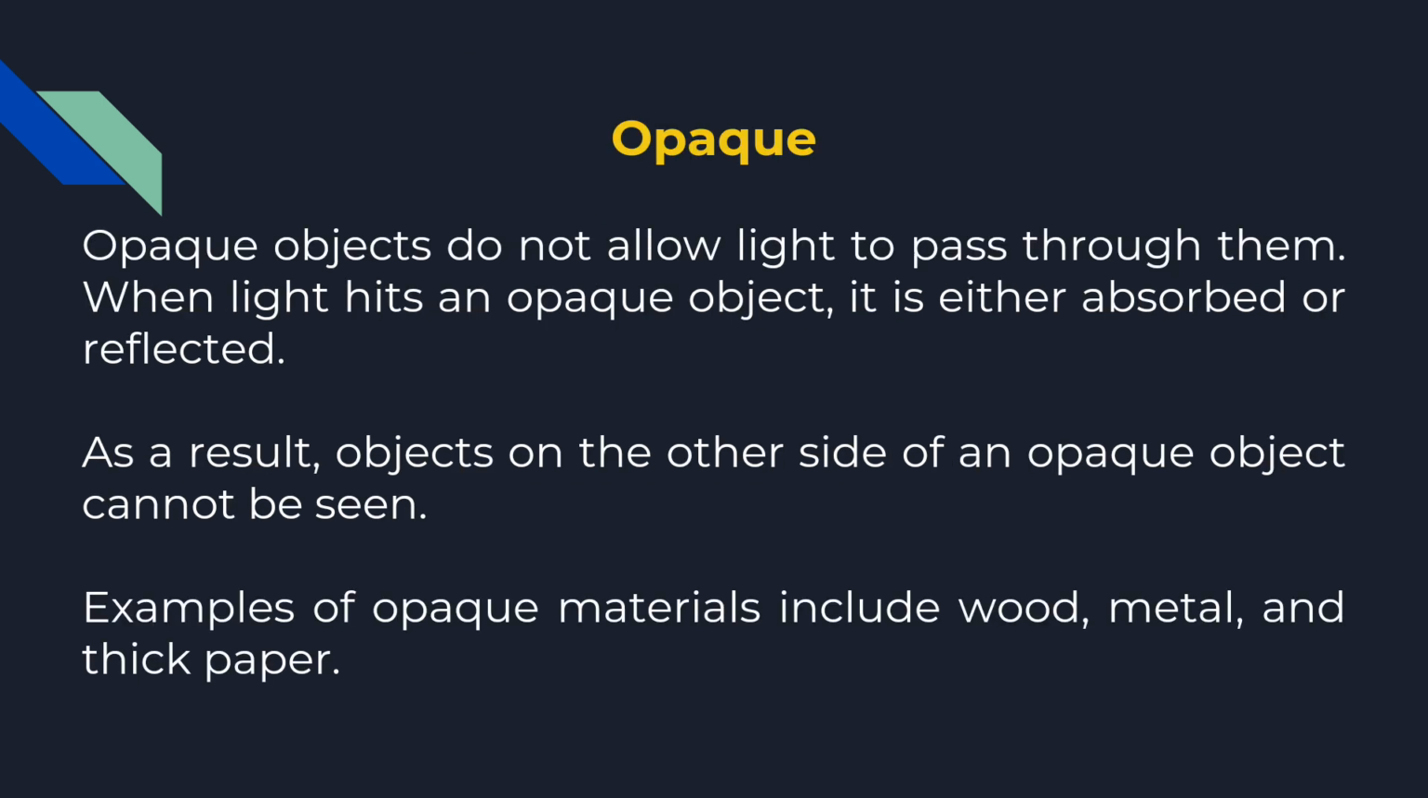Opaque. Opaque objects do not allow light to pass through them. When light hits an opaque object, it is either absorbed or reflected. As a result, objects on the other side of an opaque object cannot be seen. Examples of opaque materials include wood, metal, and thick paper.